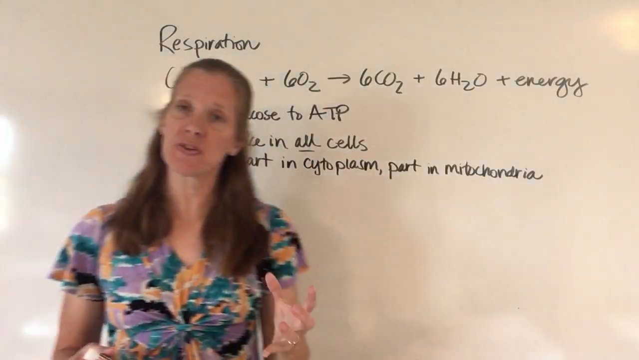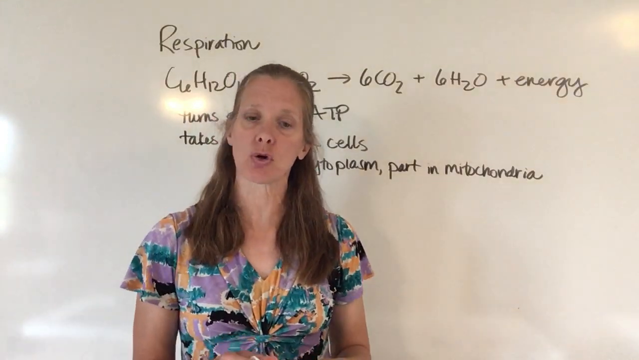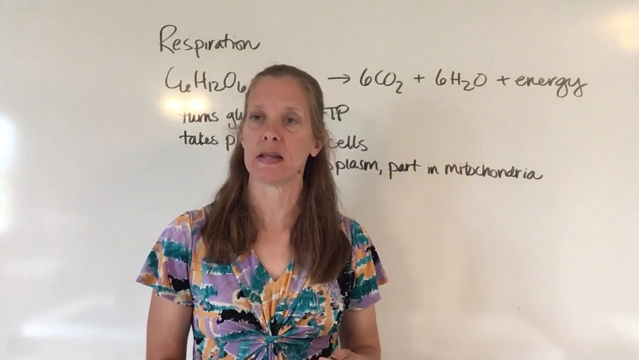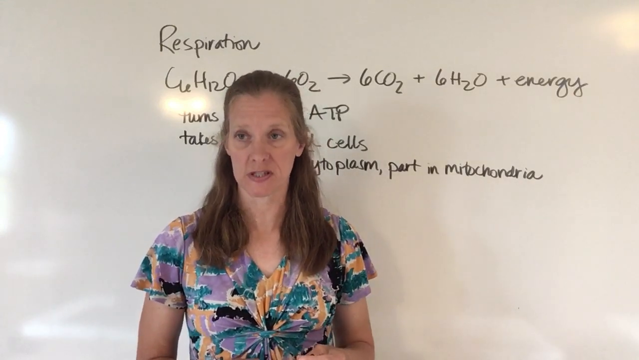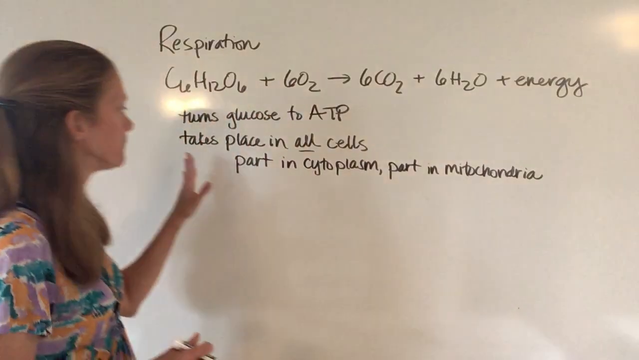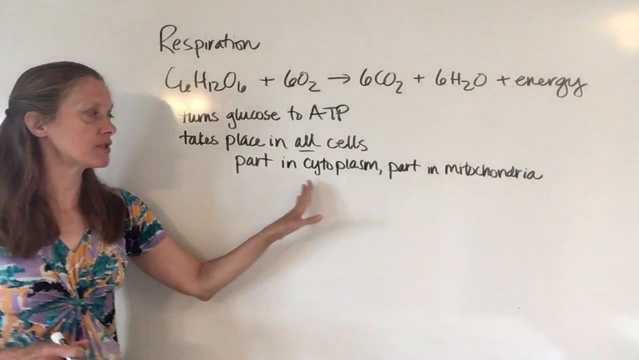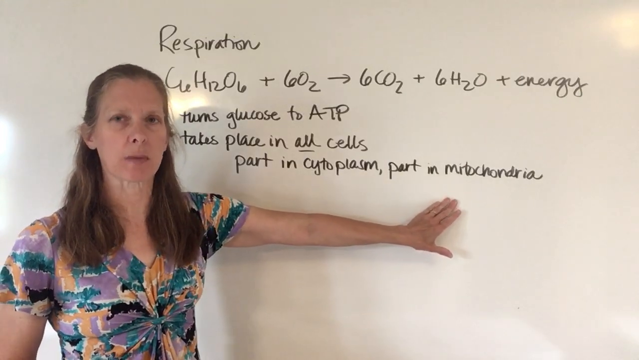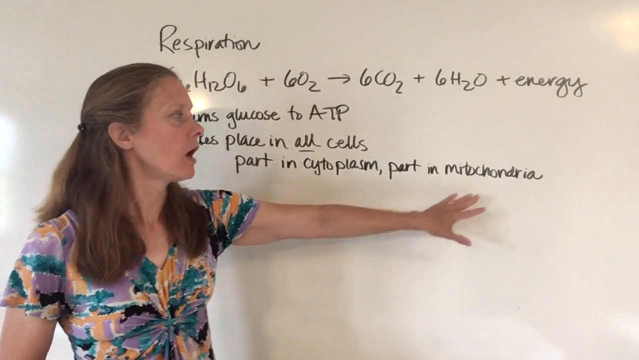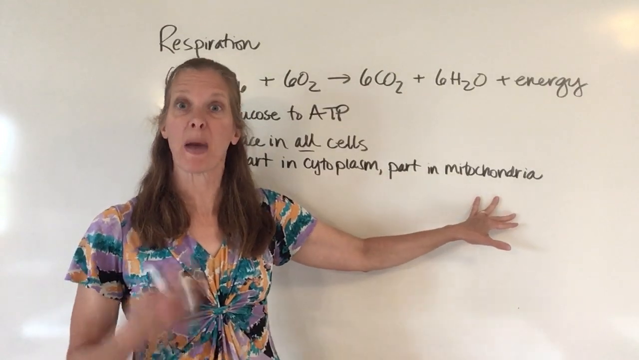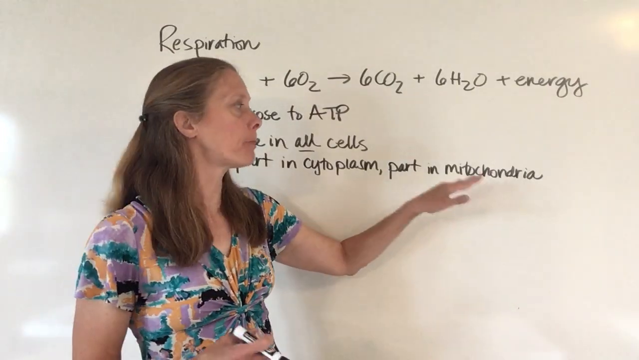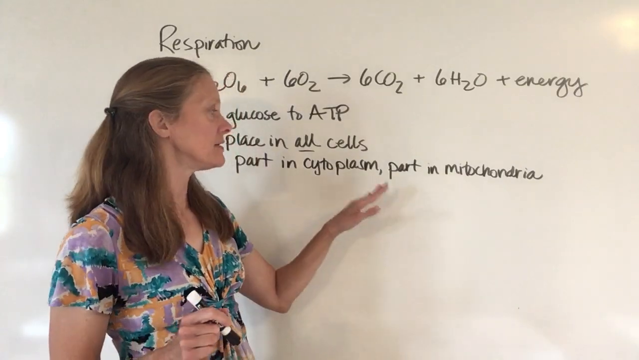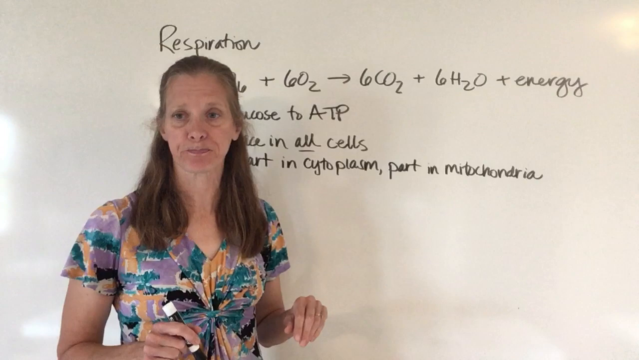Now, photosynthesis is only going to happen in plant cells or in certain other types of cells that we'll discuss later on in the course that have chloroplasts in them. But all cells are going to participate in respiration. Part of the process takes place in the cytoplasm, and part of it takes place in the mitochondria. I believe when we talked about the parts of the cell, we said the mitochondria is sometimes called the powerhouse of the cell because it's where the bulk of this respiration process takes place. But the first part of it does occur in the cytoplasm.